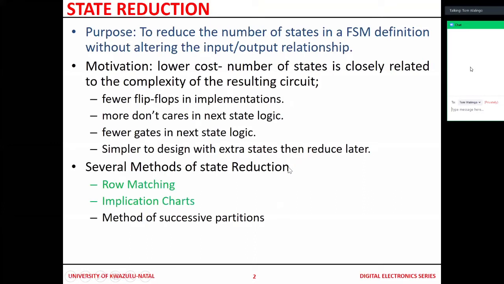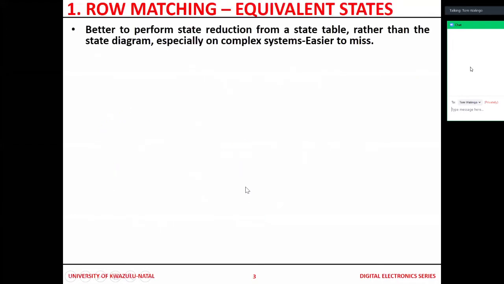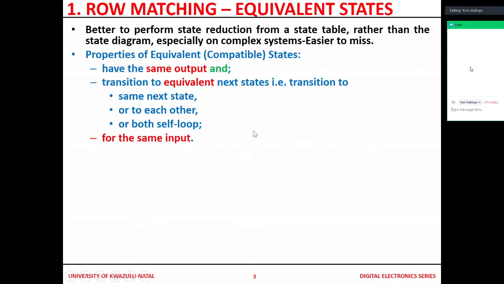So we started with state reduction and we looked at row matching. We will go through it again. And next we will look at implication charts. There are so many methods, but we will only focus on these first two. So row matching, we said it's better to do it on a state table than a diagram. And then we produce the definition.